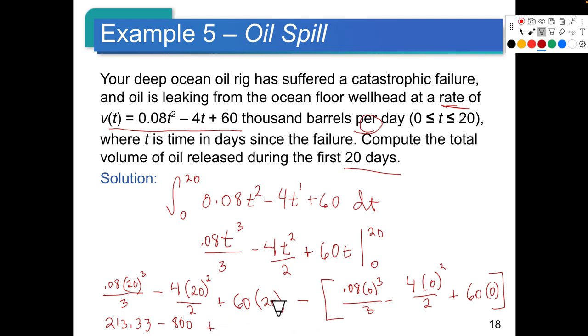And then 60 times 20, I think I can almost do that in my head. That's 1,200, because of 2 zeros, right? 12 with 2 zeros on it. And now we add those 3 together. So we've got 213.33333 minus 800 plus 1,200 minus 0 if you want, right? This whole thing was 0. And I come up with 613.33333. Good? Okay, that's all there is to it now.